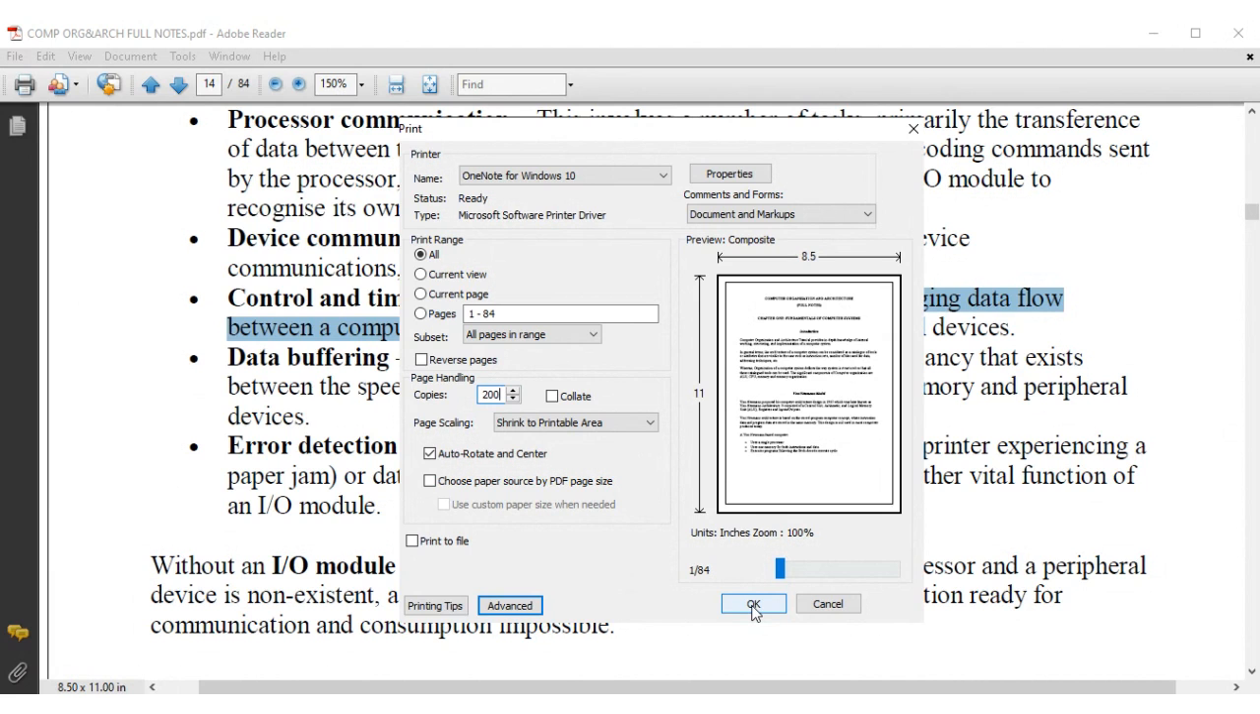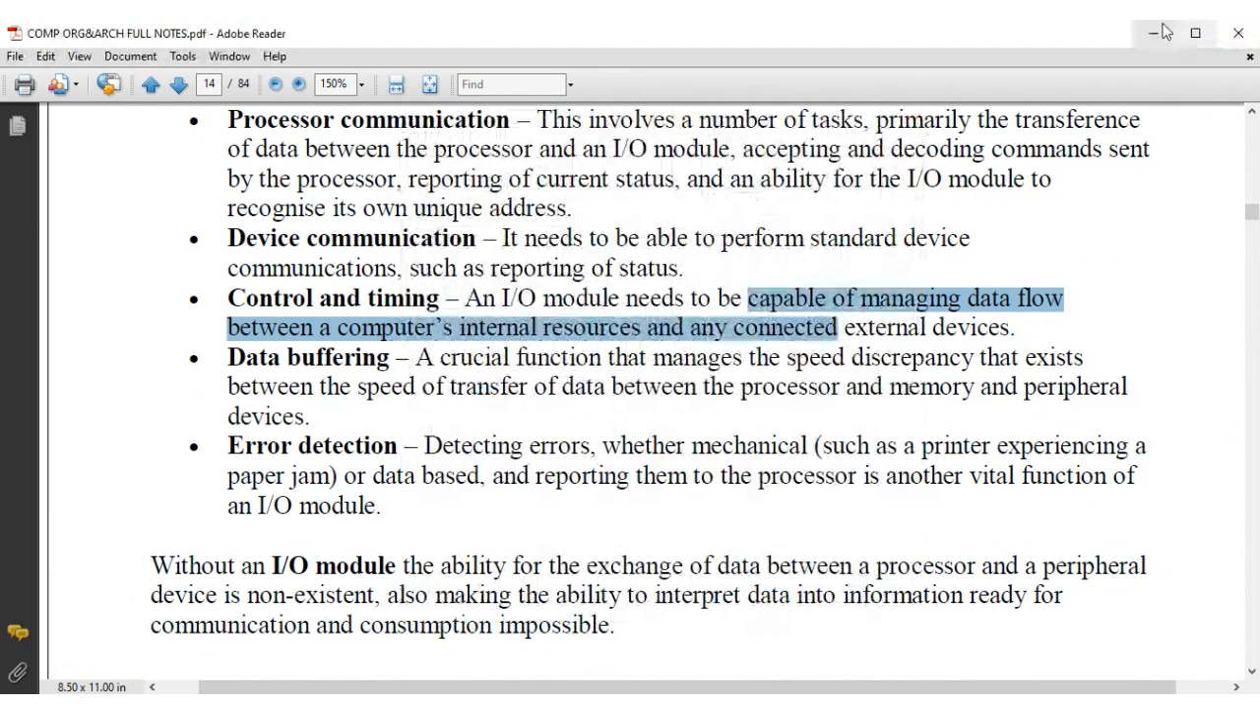and I exit this document, I click OK and I close the document. The computer will still print. I hope you know that. The computer will still print, as long as there is connectivity.